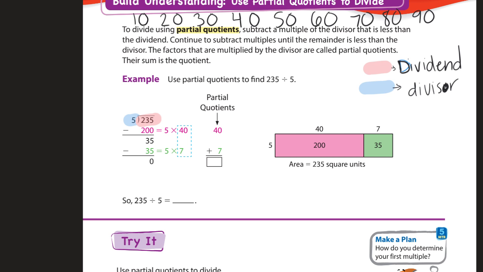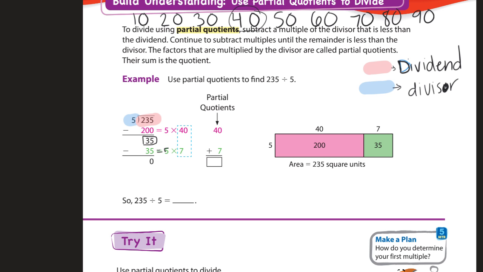I can use mental math, or I can write it on a sheet of paper to go one by one and think to myself, 5 times, is it 10? That's close to 235. 5 times 10 is 50. That's not close. And I keep going. Eventually, I get to 5 times 40, and 5 times 40 is 200. So I write that underneath my dividend and I subtract. I have 35 left. But I'm not done, because if I don't have remainders, I have to keep going until I get to 0.